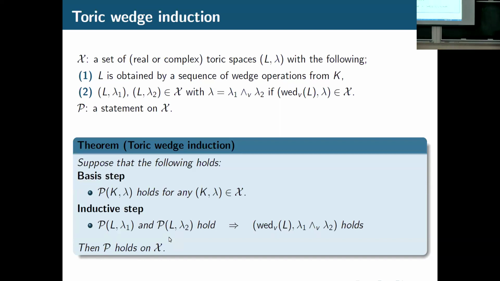So to prove some property, as a basis step you just check whether this property holds for all seeds, and then you should see whether this property is preserved by the wedge operation or not. Right? If it is preserved, then it means that this property holds for arbitrary toric manifolds of given Picard number, right?